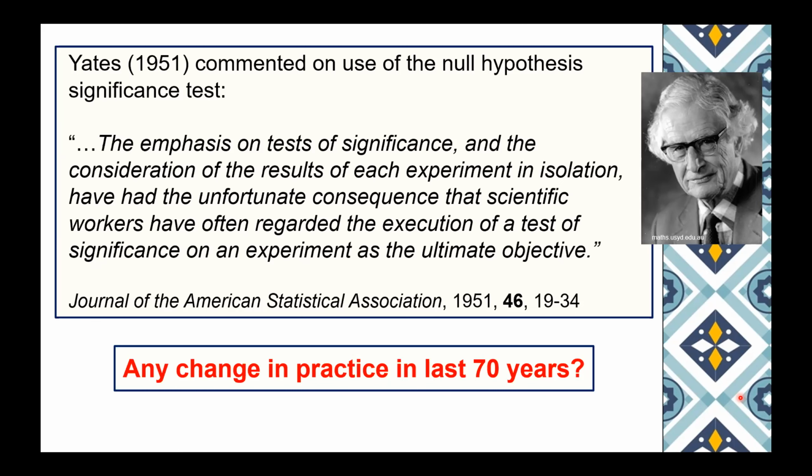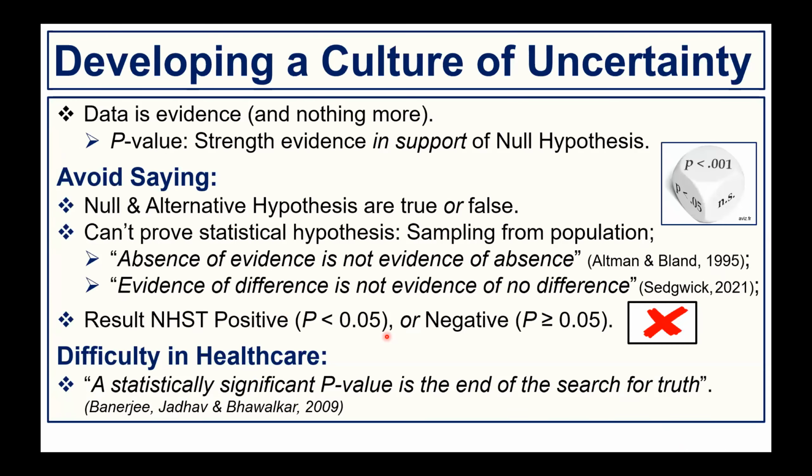No, nothing has changed in the last 70 years. And why is that? That's a really big question. Why haven't we changed? We've seen it out and about, published in the Journal of the American Statistical Association. What's happened? Now, I think it's really important with my students to develop a culture of uncertainty. I tell them data is evidence and nothing more. And the p-value is the strength of the evidence in support of the null hypothesis.